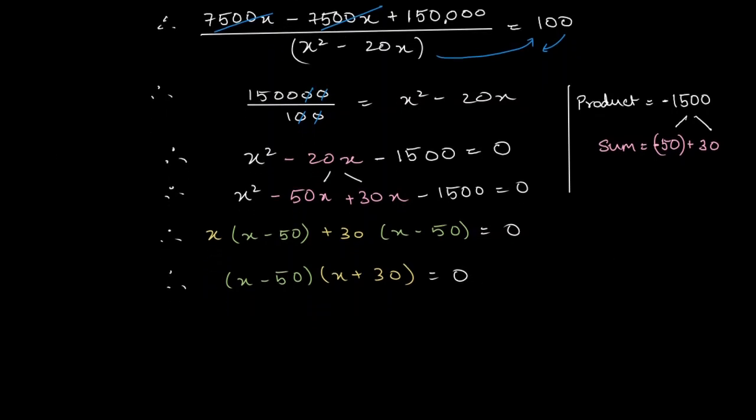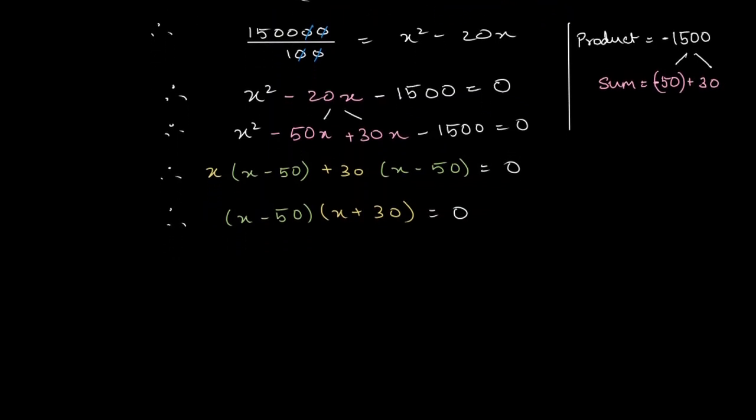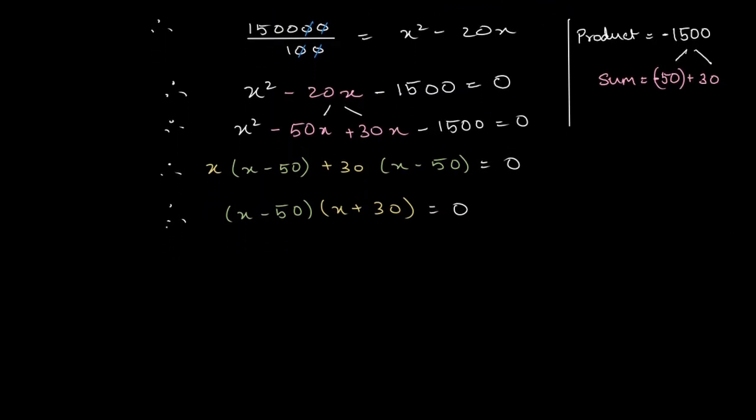So once again, it's the time for our zero product law, or zero product rule. Product of two terms is equal to 0. So either the first one is equal to 0. So therefore x minus 50 is equal to 0, or I can say x plus 30 is equal to 0. Now, if I am to solve the first equation, x minus 50 is equal to 0, I get the value of x as 50, or I can say by solving the second equation, the value of x is negative 30.